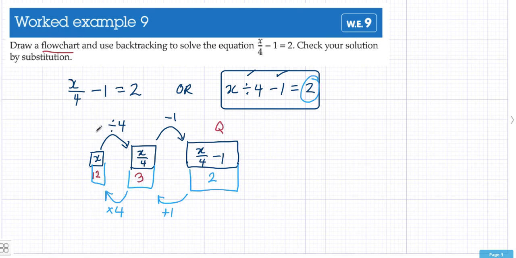Remember, this is the question, this is the answer. So we went from this question to this answer. x equals 12 is the solution. And you can think about this as substitution too. Well, 12 divided by 4 is 3, minus 1 is 2.